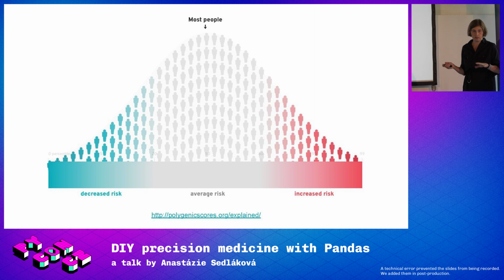In case you like polygenic risk scores, I really encourage you to look into polygenicrisk-scores.org, where they have a really nice animation explaining it. So most people will have average risk. There will be some lucky ones that have decreased risk, and some of concern with increased risk.